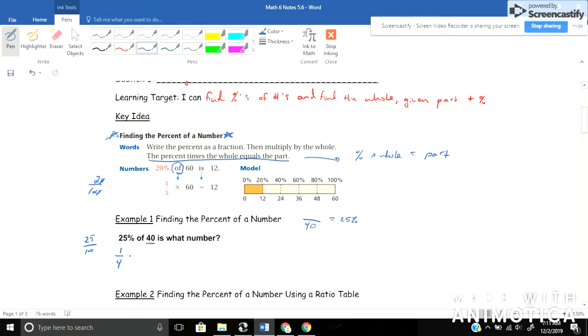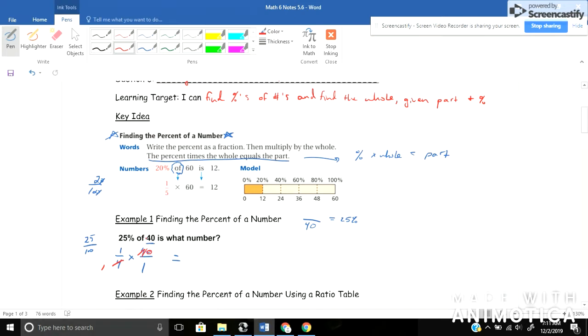Remember, of means to multiply, and I'm multiplying by 40. And 40 as a fraction is 40 over 1. Okay. What I could do first is I could simplify. So I could look diagonal and I see that 40 and 4 are both divisible by 4. So that'd be 1 and 10.